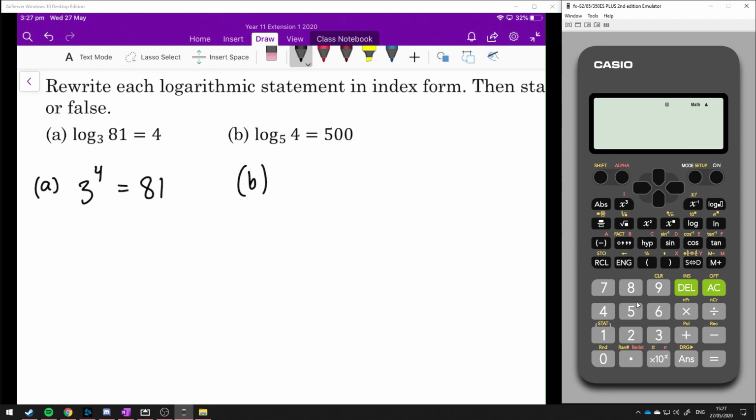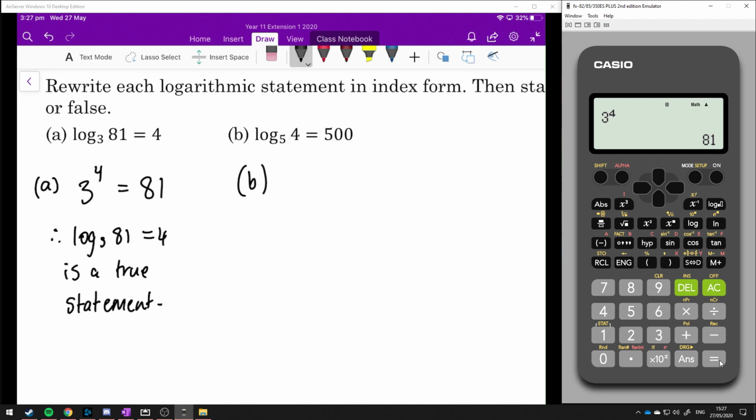So is 3 to the power of 4 equal to 81? Well, let's put it in. 3 to the power of 4. Yes, that is. So therefore, log base 3 of 81 is equal to 4 is a true statement, okay? So this is a true statement.